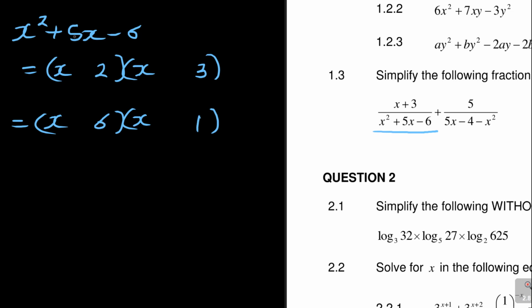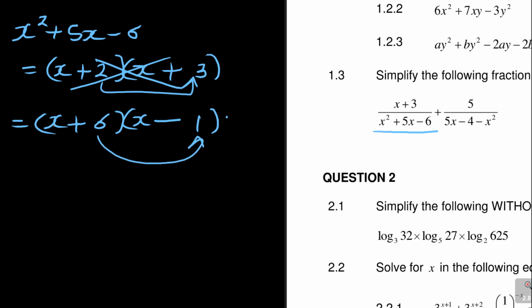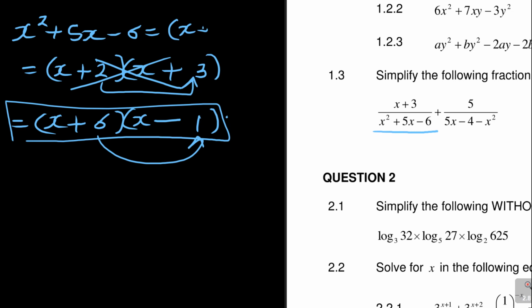So you look at this. I need a 5 in the center. To get a 5 here, I just have to add. I don't have an option. I have to add. So 5 here, but it won't give me a negative 6. So this is out. But on this one, if I say plus and minus, when I multiply this, I get a minus 6. And when I add, it will give me a positive 5. So the answer is that one. So this is correct. So this is equal to x plus 6 and x minus 1.